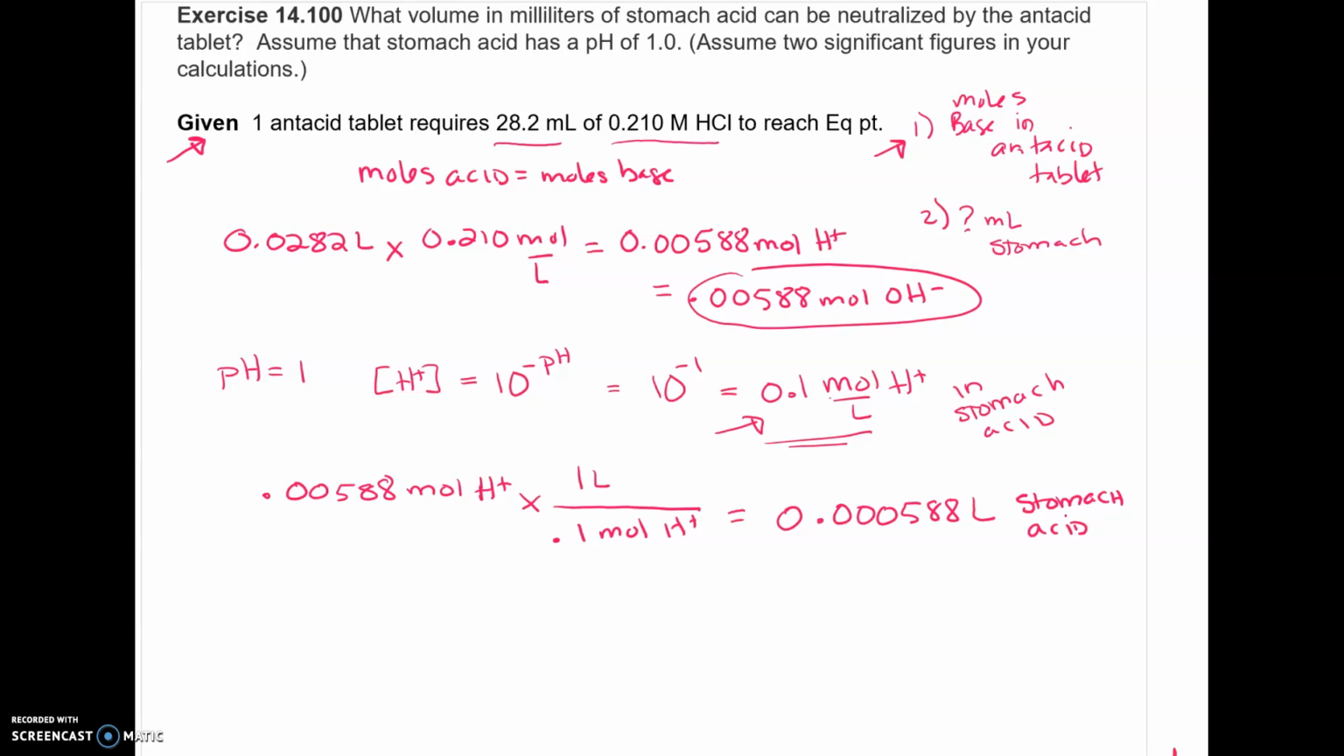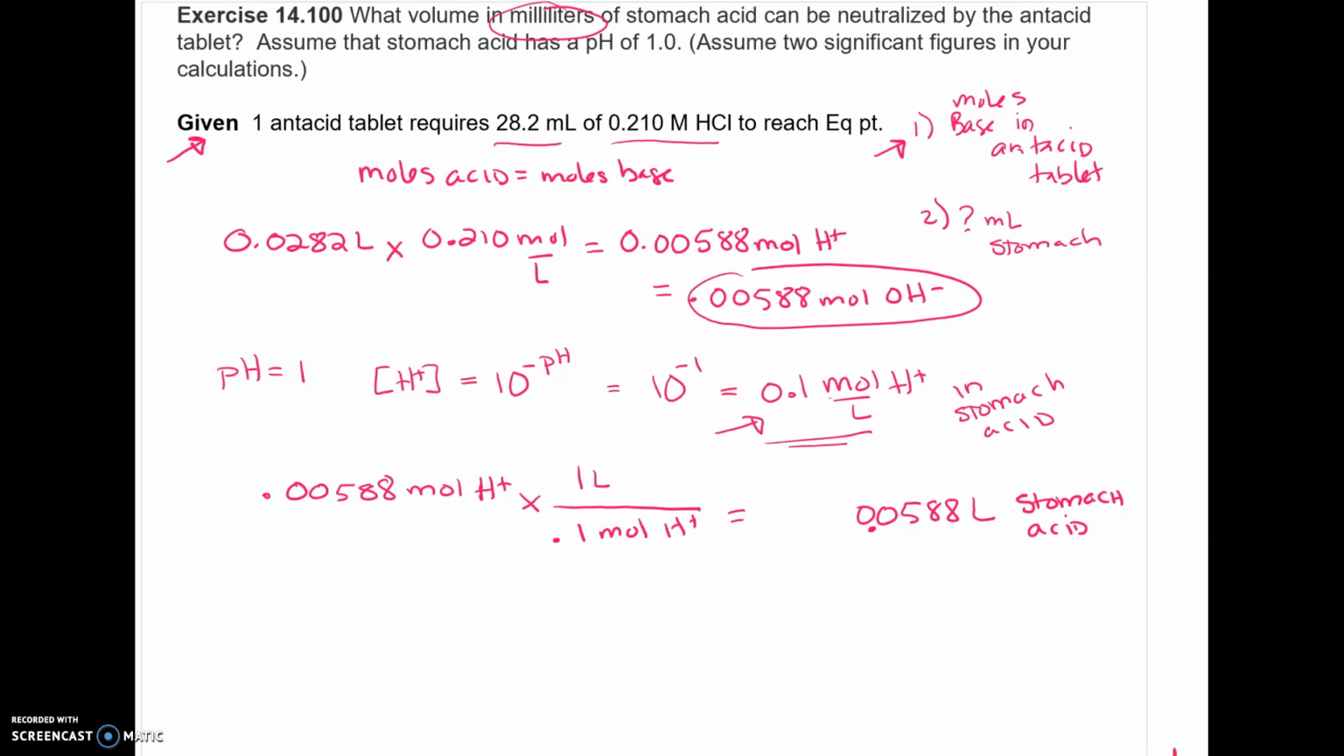However, this wants the answer in milliliters. So I'm going to multiply that by, this should be, I have the wrong number here. I went the wrong direction with the decimal. This should be 0.00588 divided by 0.1. That's the same thing as multiplying by 10. It should be 0.0588 liters of stomach acid.